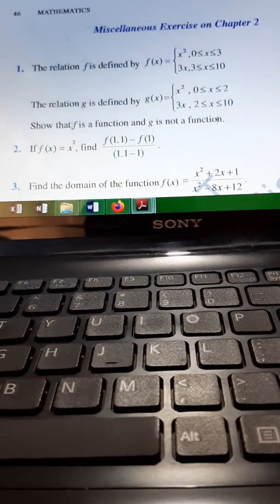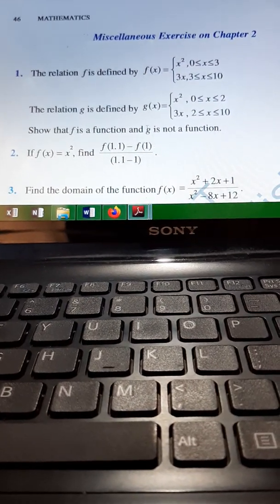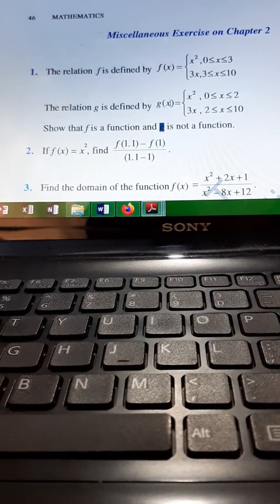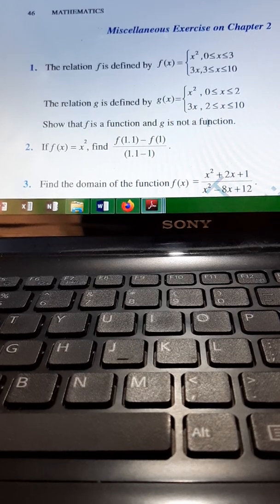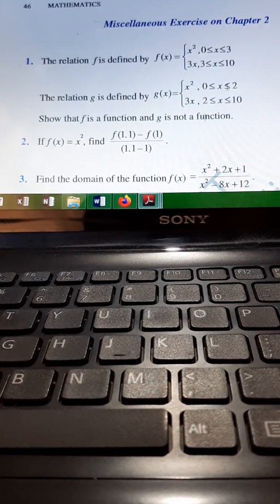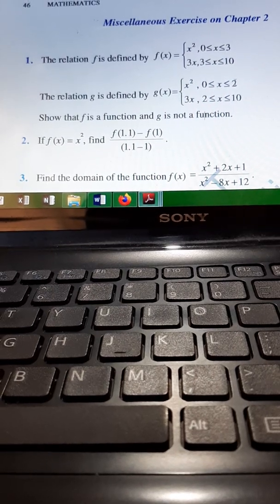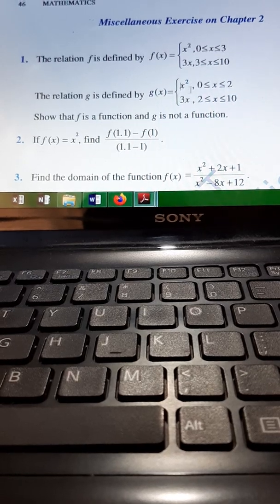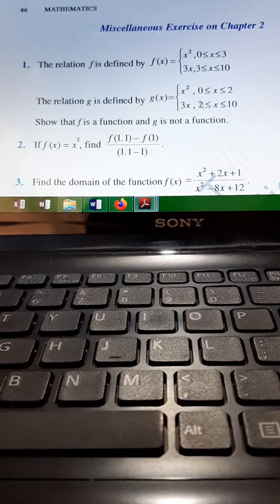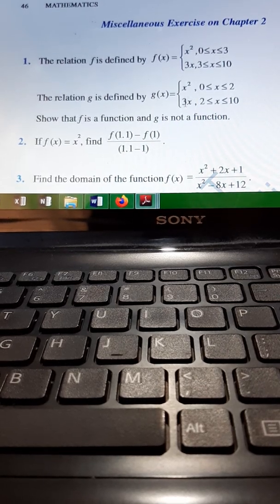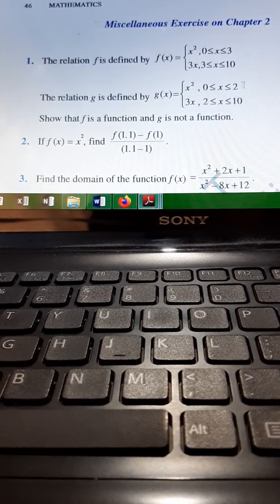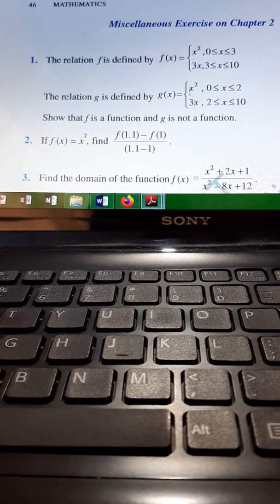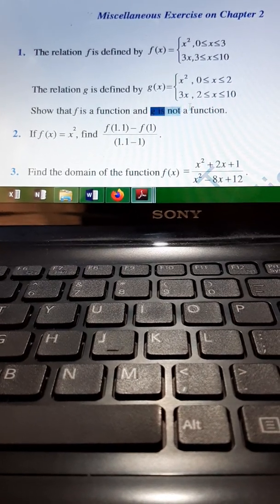So here you need to show that in g, one member must have two different images. If you observe at this point, 2 is common in both. If I use this 2 and this formula, g of 2 is 4. And if I use this 2 here and this formula, then 3 into 2 is 6. So here you are getting 4, here you are getting 6. So one member 2 has two different images. Therefore g is not a function.